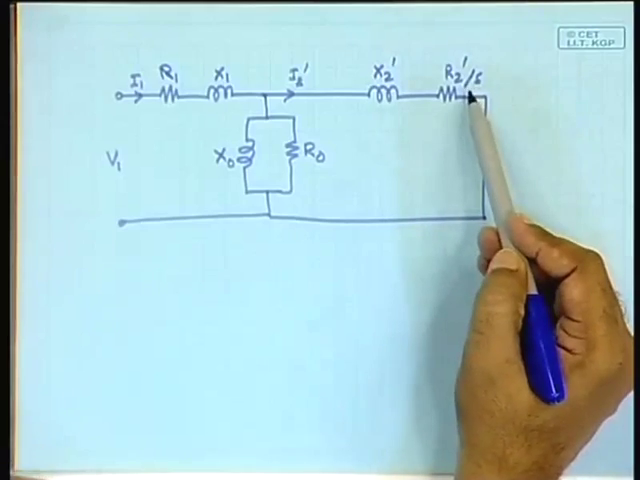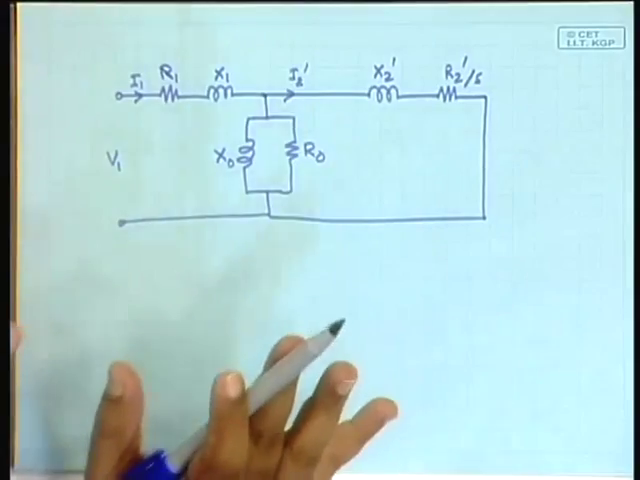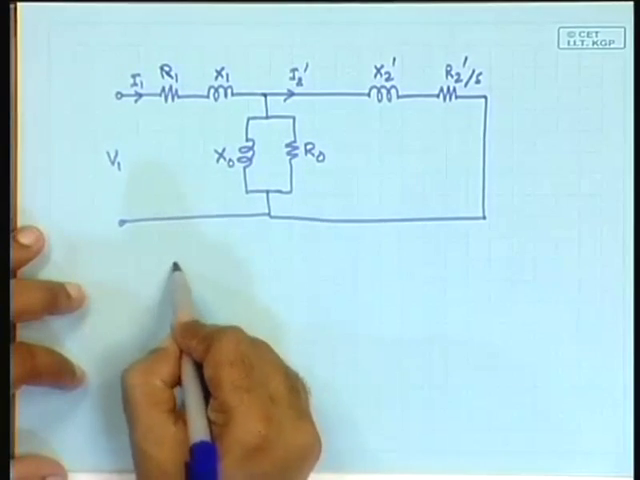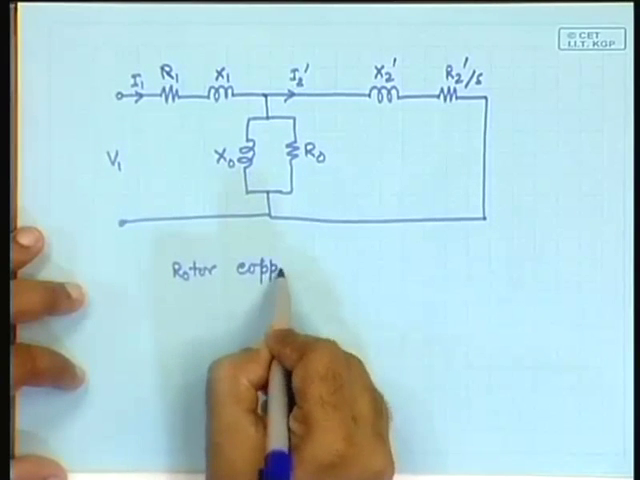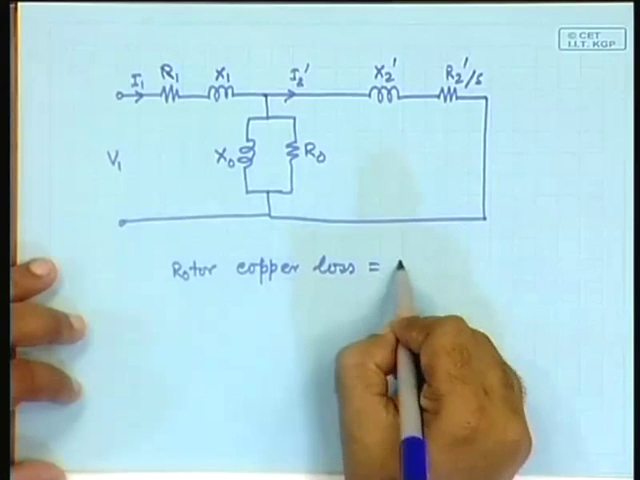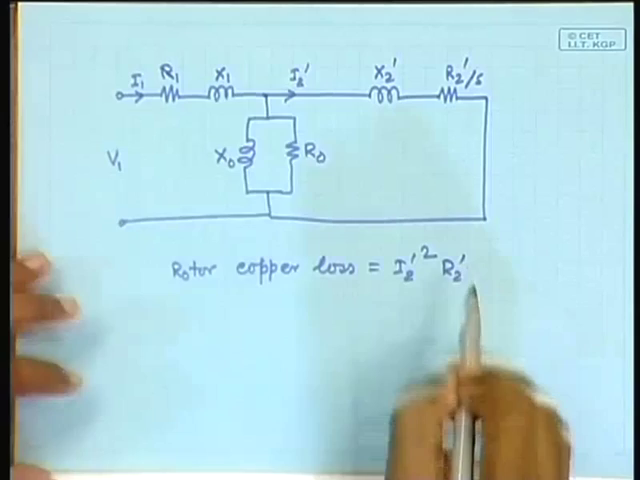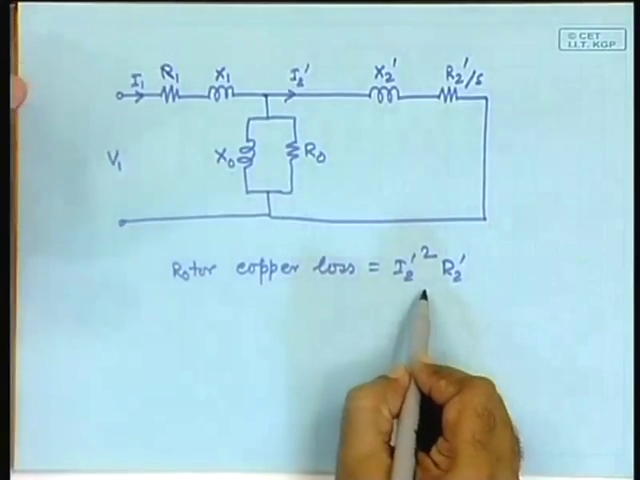Where does the S come from? Yes, we have already established conceptually that it should be there, but we can say the rotor copper loss is I2 prime square R2 prime. That is what conceptually it is. Yes, it is true. The rotor copper loss is really this.